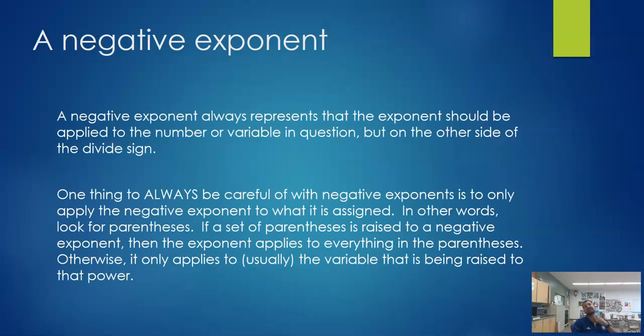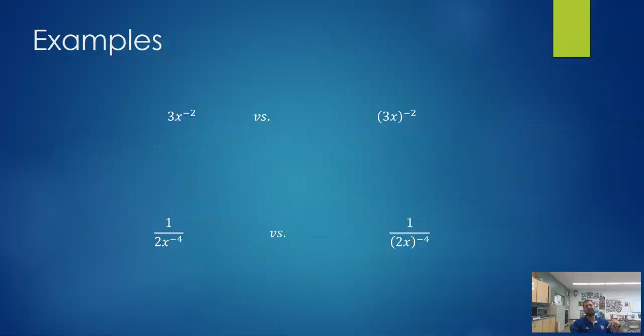Another thing that shows up a decent amount on the AP test is a negative exponent. Now, I think most people understand that a negative exponent means that you move whatever it is to the other side of the fraction bar and it becomes a positive number. But where I see the issues are on problems like this, where I've got something like 3x to the negative 2, and then I have parentheses (3x) to the negative 2.